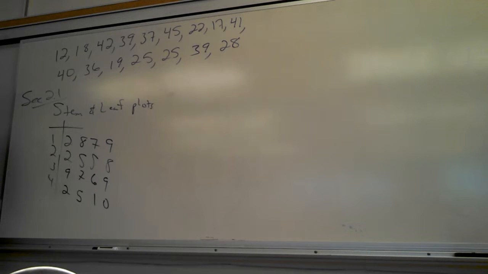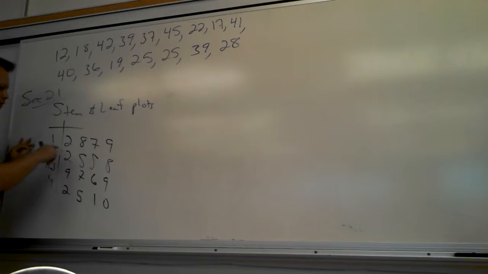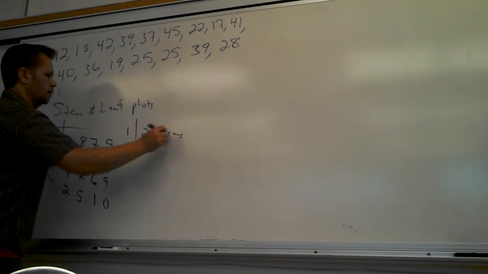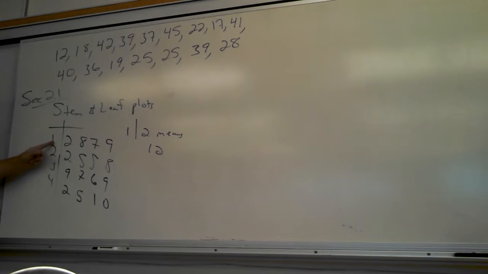So here's what's missing. What's missing is telling me what this means. So you'd say 1, 2 means 12. Because what could 1, 2 mean? It could mean 1.2. It could mean 102. Because maybe my stems are hundreds and my leaves are single digits. So 102, 108, 202, 205. Do you guys see the flexibility built in? So this, by itself, could mean a lot of different things.